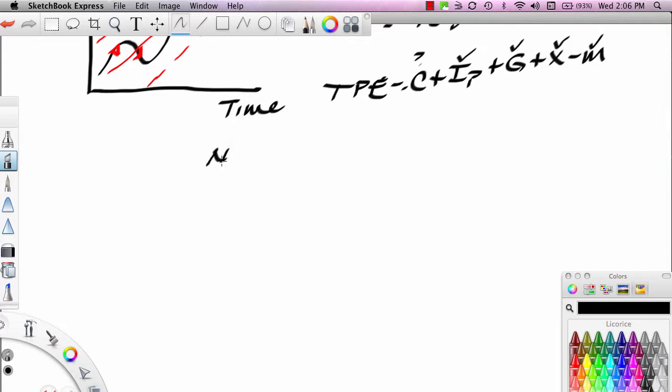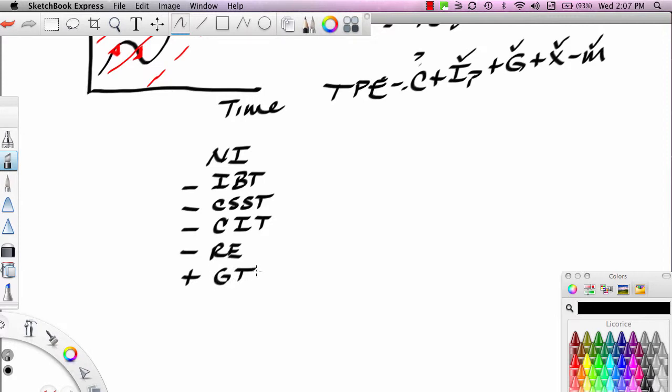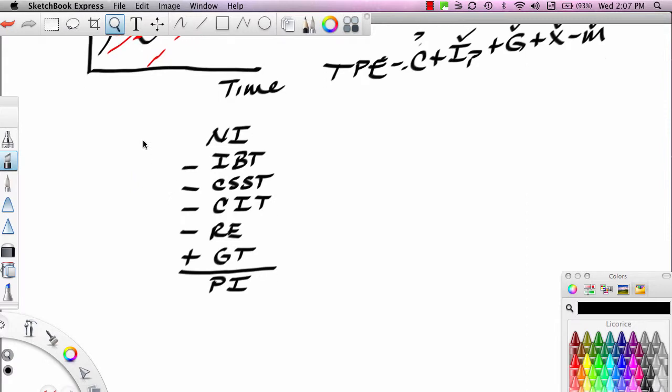So if we take national income and we subtract what? We subtract indirect business taxes. We subtract corporate Social Security taxes, excuse me. We subtract corporate income taxes. We subtract retained earnings. We add back government transfers. What do we get? We get personal income. Remember, personal income is the income level that actually flows into households.